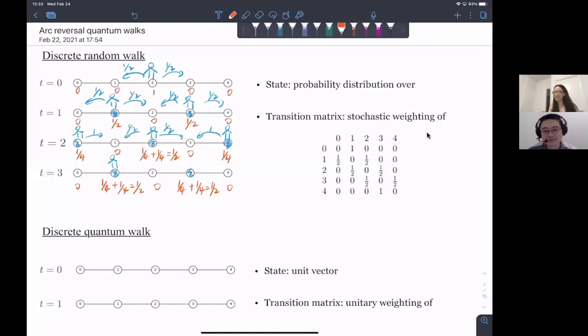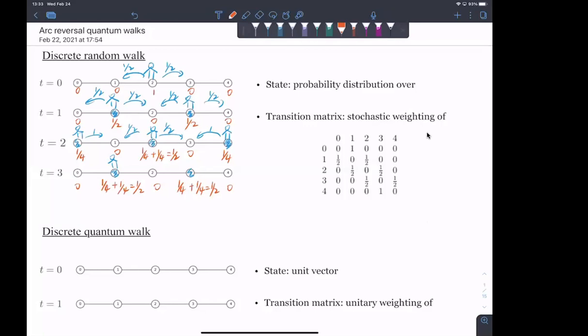So I want to share with you some of my projects in discrete time quantum walks. So let me start by describing a classical random walk on the path. Let's say we have a random walker here and place him in the middle, vertex 2. So this is his initial position.